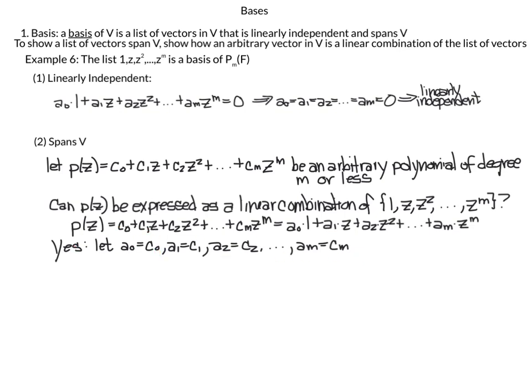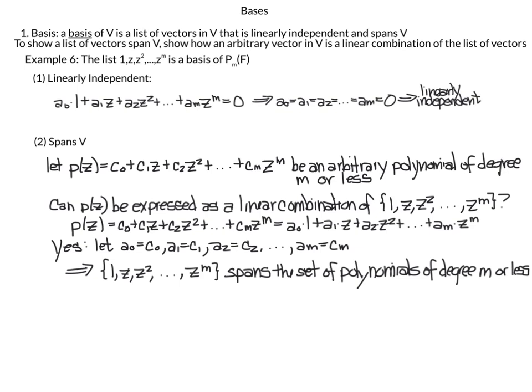This one's really easy. It's almost too easy, it's like there's nothing to do, which is almost confusing. So we say yes, these vectors 1, z, z squared up to z^m span the set of polynomials of degree m or less. And since this list of vectors is both linearly independent and spans our space, it is a basis for our space of polynomials of degree m or less.